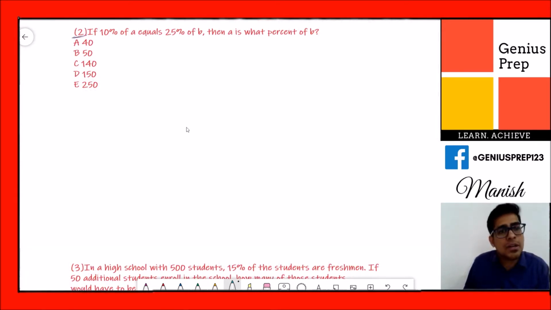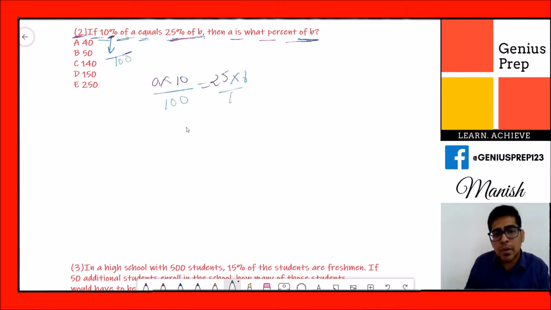Our next question is: if 10% of A is equal to 25% of B, then A is what percentage of B? Here 10% of A is equal to 25% of B. How will we solve this? You remember, whenever you are given a percentage and have to convert it to a number, you divide by 100. So A multiplied by 10 divided by 100 is equal to 25% of B, which is 25 times B divided by 100.